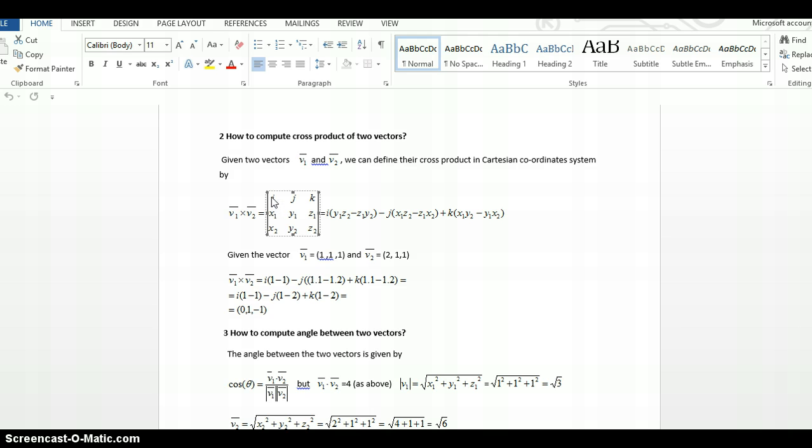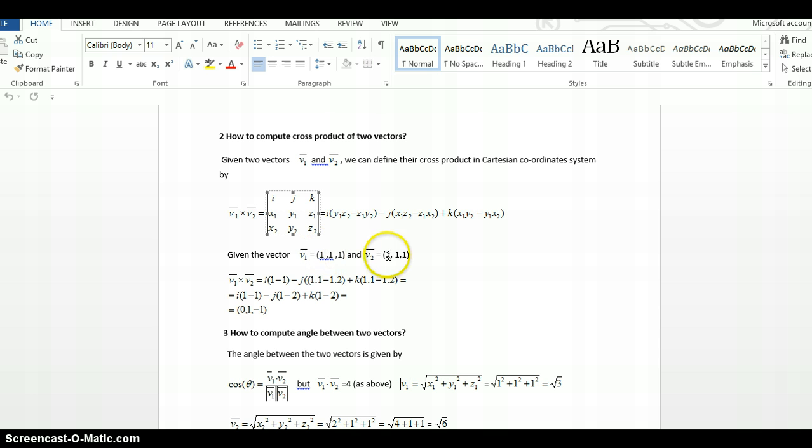So if we delete the column and the row of i, you will have y1, z2, z1, y2. You just cross multiply, y1 times z2 and z1 times y2, and take the difference between the cross multiplications. That's how we got this. I told you that j becomes negative. Then if you delete the row and cross multiply and take the difference, you get this. It's also the same thing with k.